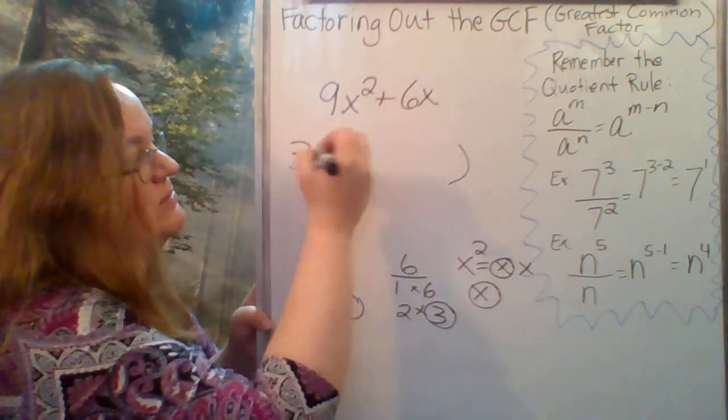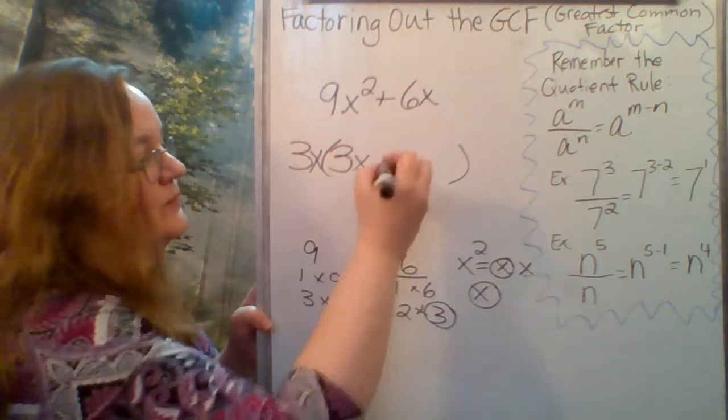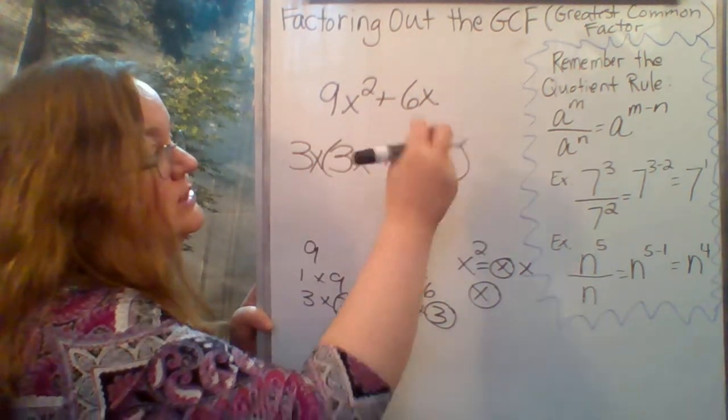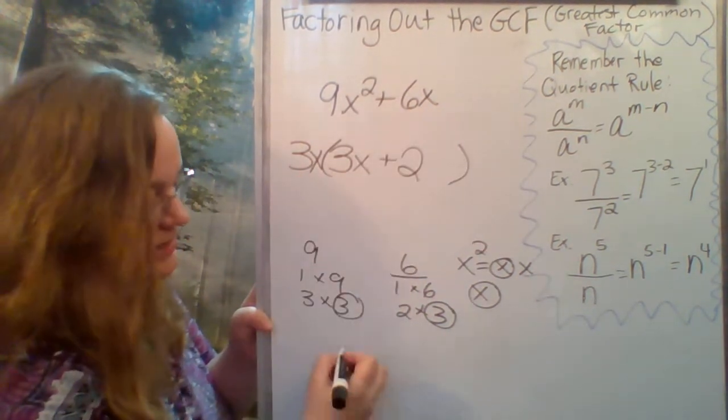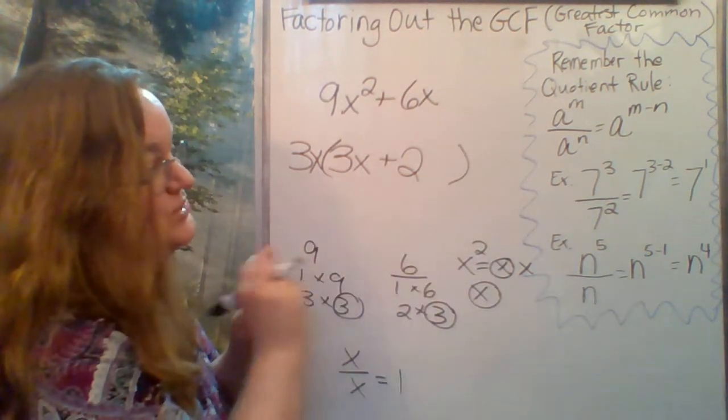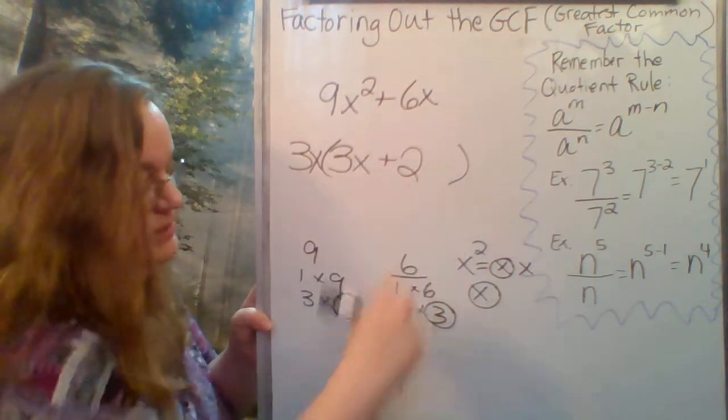Okay? And 9 divided by 3 is 3. 6 divided by 3 is 2. And x divided by x, remember, anything divided by itself is going to be 1. So that's just what it is. There's no variable. It cancels out.